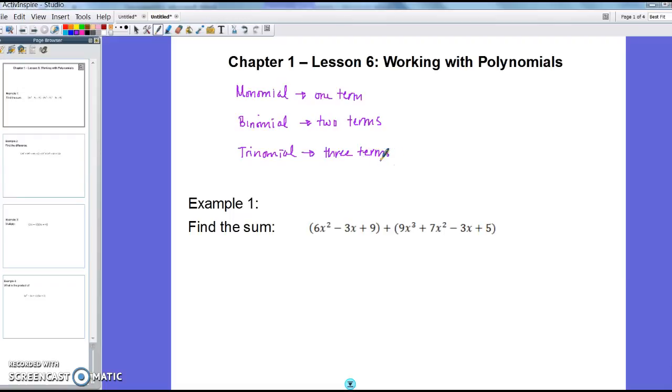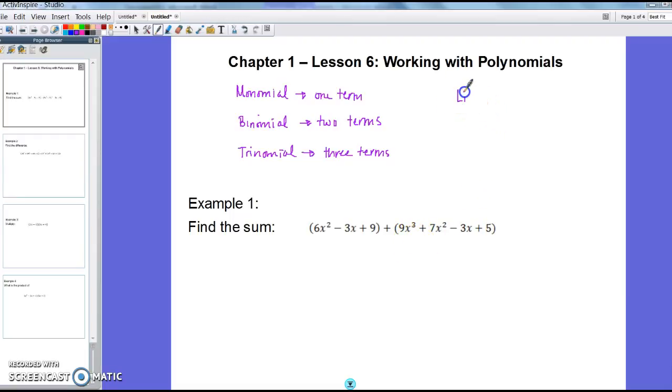And so we can perform operations. We can add, subtract, multiply, and even divide when we're dealing with polynomials. So we're going to do a few different examples here. The first one we'll do is finding the sum. Remember, sum is adding. When you add or subtract, you have to only add and subtract like terms.